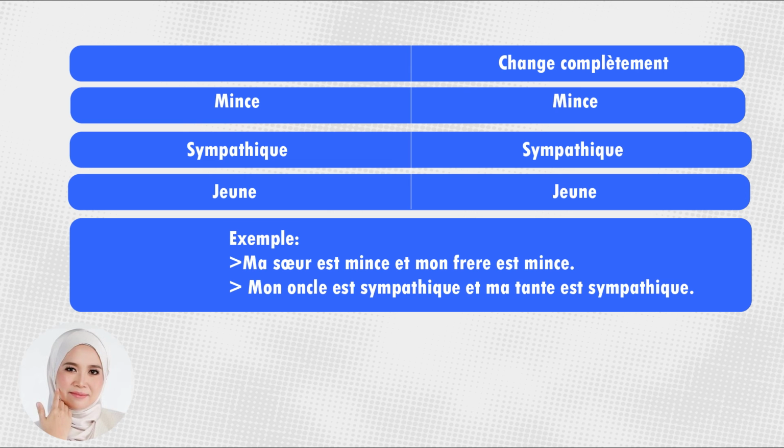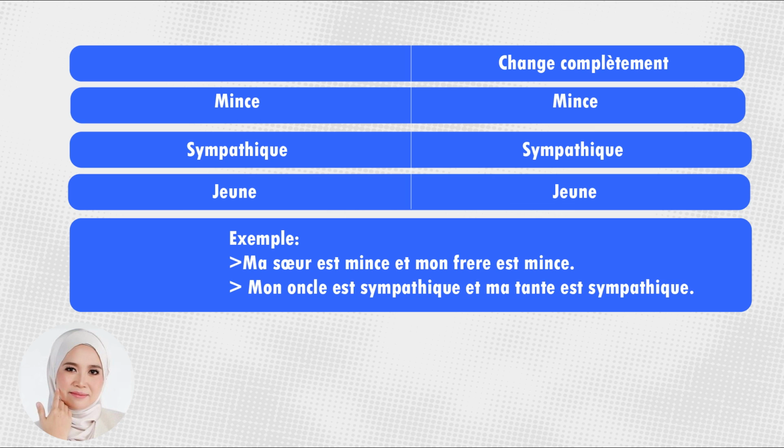Right, now let's look at the last variation. The last variation is male and female stay the same. Male and female forms stay the same, meaning that male and female use the same adjective. For example, here you have mince, sympathique, jeune. Mince, sympathique et jeune. Mince here means slim, sympathique here means kind, and jeune here means young. So, pas de changement means that there is no change at all, it stays the same. You have mince, sympathique et jeune. So now let's look at the example here. You have ma sœur est mince, mon frère est mince.